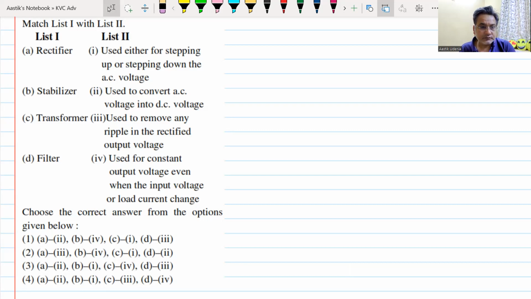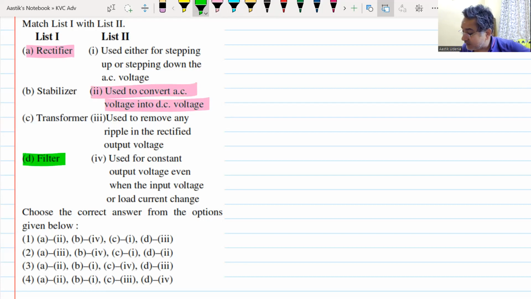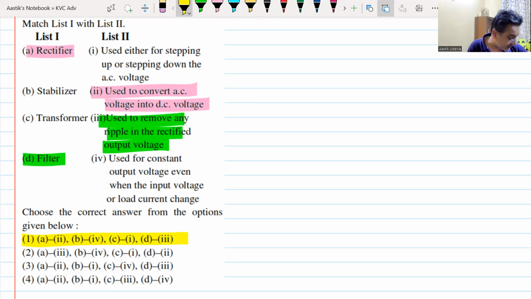I think transformer is used for stepping down. So you can just see what you know. Do you know what a rectifier is? Used to convert AC to DC. Even if you don't know the rest of them, you know what a filter is. The filter is to remove any ripple. So A should be 2 and D should be 3. And the only option which matches is option A. So option A is the correct option, my dear friends.